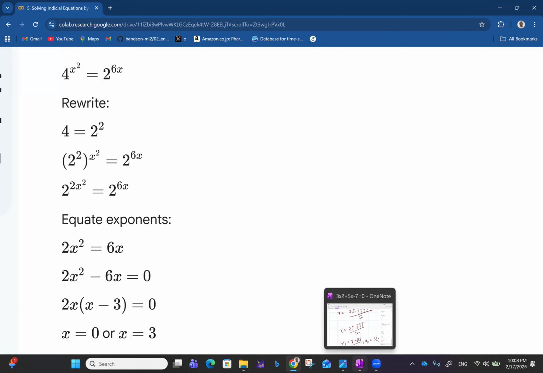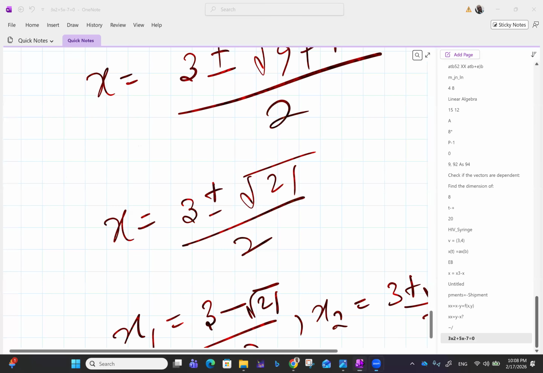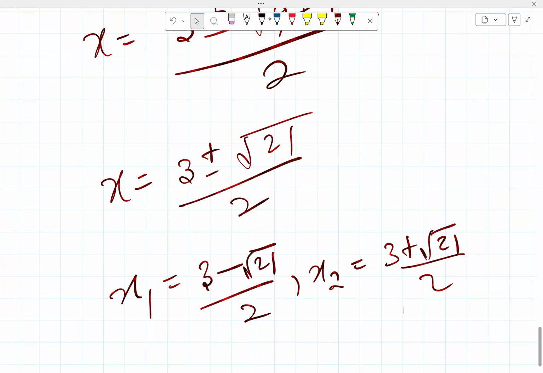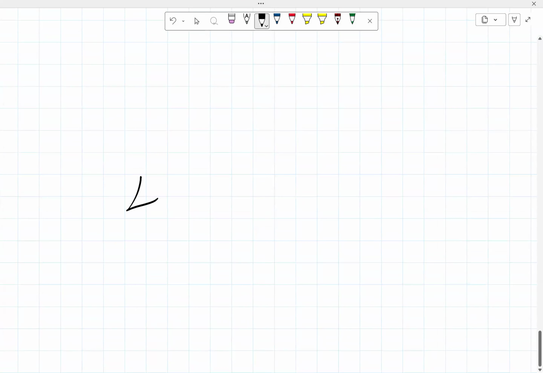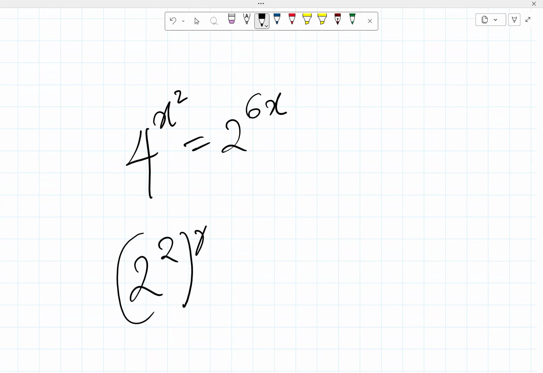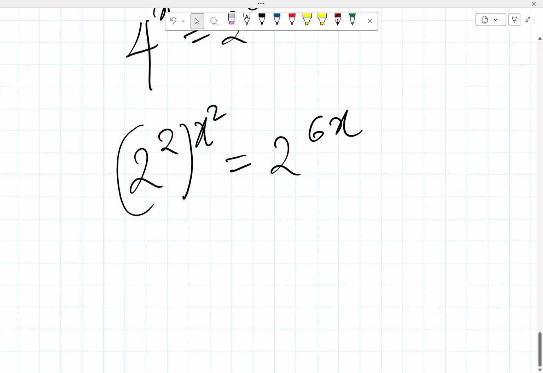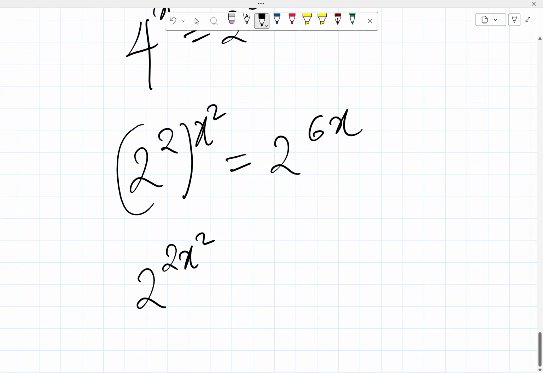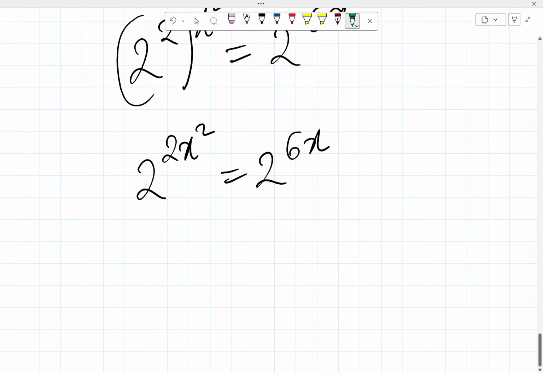4 raised to power x squared equals 2 raised to power 6x. So now the bases are not the same, so we can't just compare the powers. But we know 4 is 2 raised to 2. Then x squared is out there, equals 2 raised to 6x. So now we have 2 raised to 2x squared equals 2 raised to 6x. So now the bases are the same, so you can compare the exponents or the indices.